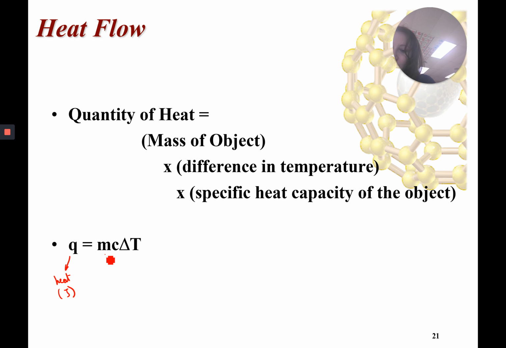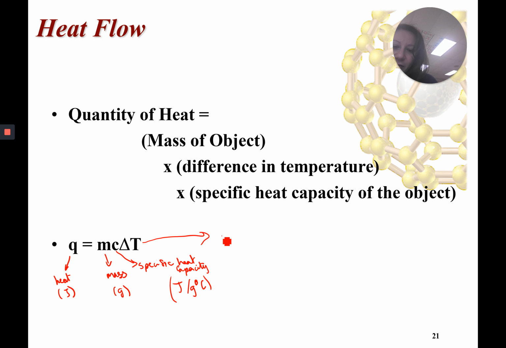It's in joules. M is your mass, which is in grams. C is the specific heat capacity, and that's in joules per gram Celsius or joules per gram Kelvin. And then this is the difference in temperature between the two objects. And this is going to be in Celsius or in Kelvin.